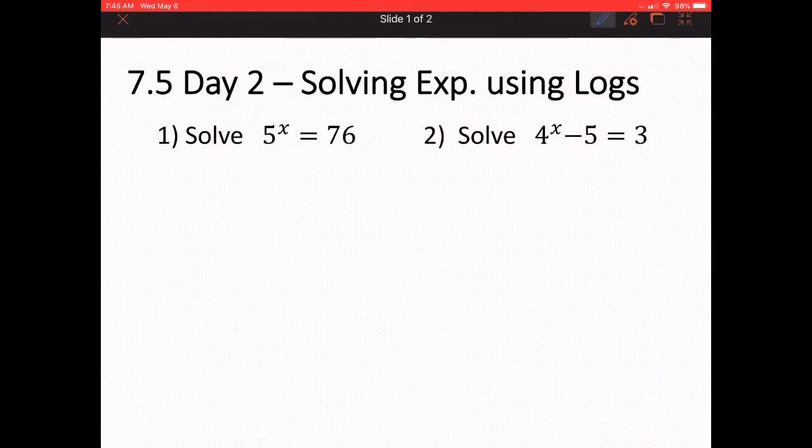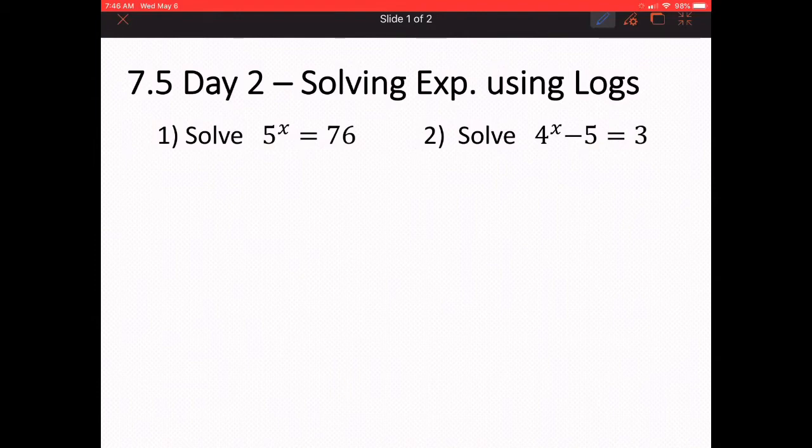In our first example, we have 5 to the x power equals 76. We don't know 5 to what power is 76. It's not a whole number, right? 5 to the second is 25. 5 to the third is 125. So we know it's something in between there. And we can't write 76 with the same base as 5. So we're going to have to use log.